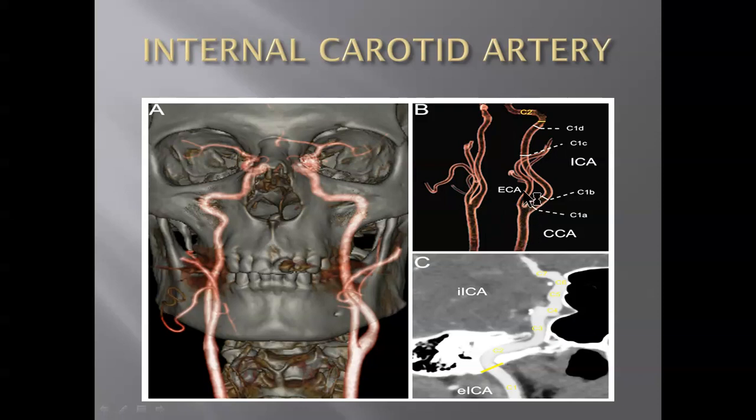The common carotid artery on this one on the right side is getting divided into the external carotid artery and the internal carotid artery. Now this bifurcation, this division takes place at the level of C3, C4 vertebral column, or we can say at the level of the thyroid cartilage.